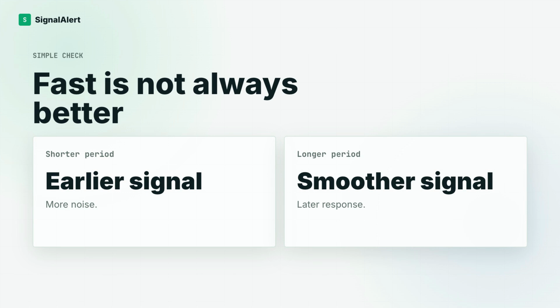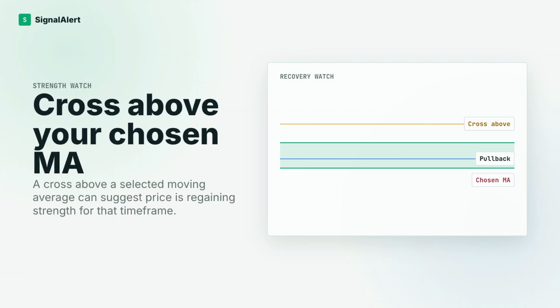A shorter moving average like 10 or 20 periods reacts faster. It may catch turns earlier, but it can also create more noisy alerts. A longer moving average, like 100 periods, reacts more slowly. It can filter out some noise, but the alert may arrive later.